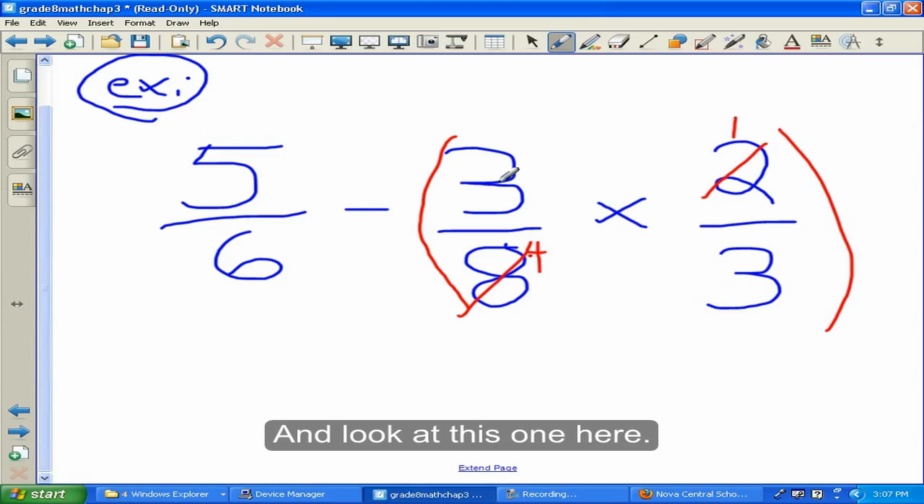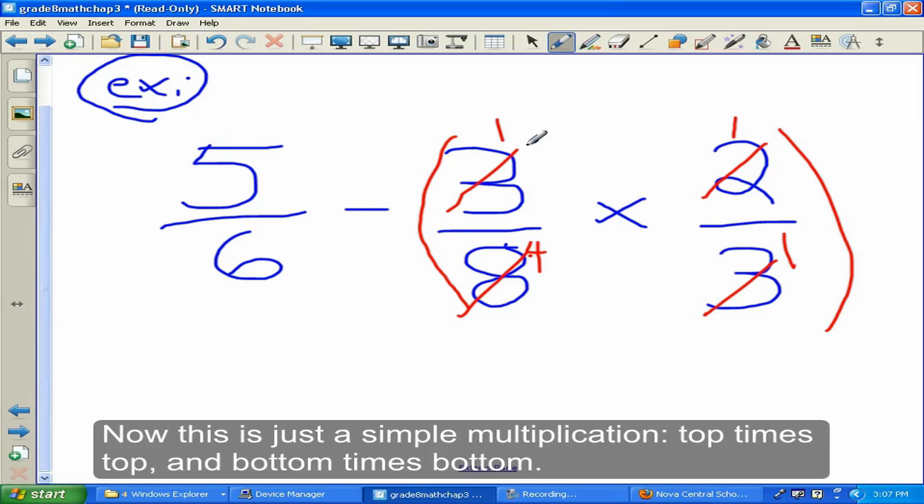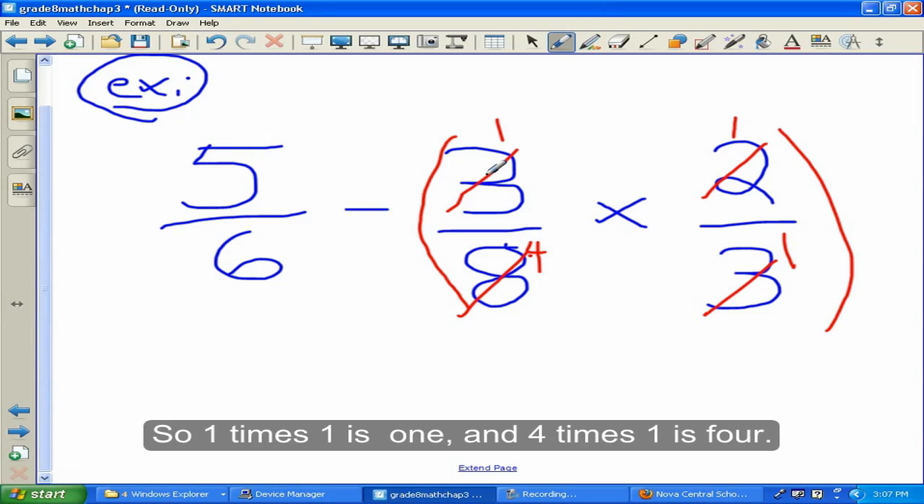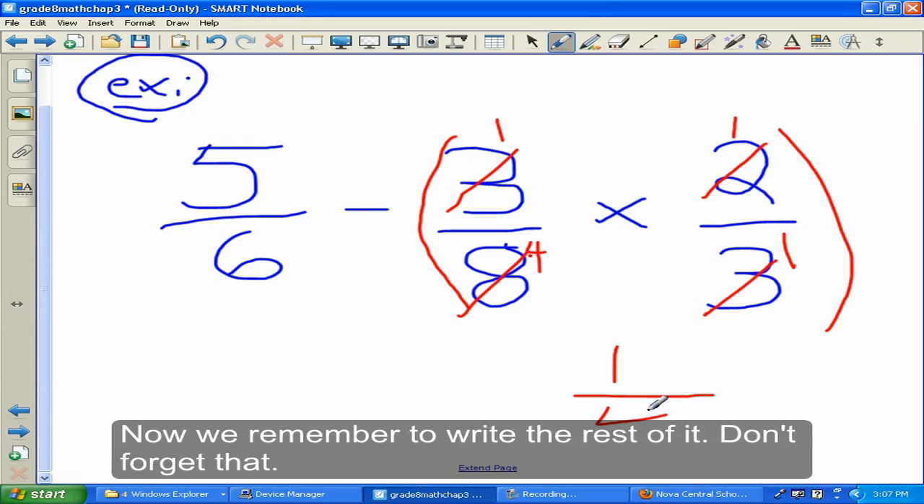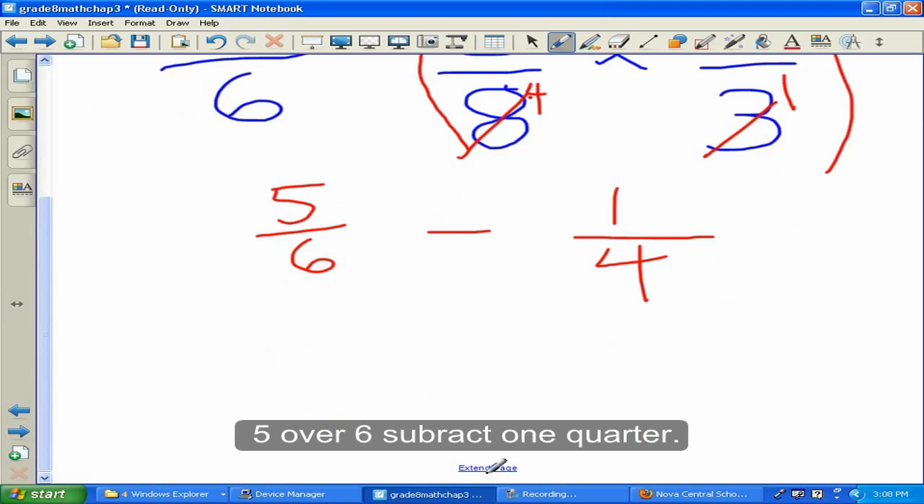And look at this one here. 3 can go into 3 once, and 3 can go into 3 once. Now this is just a simple multiplication, top times top and bottom times bottom. So 1 times 1 is 1, and 4 times 1 is 4. Now we remember to write the rest of it. Don't forget that. 5 over 6, subtract 1/4.